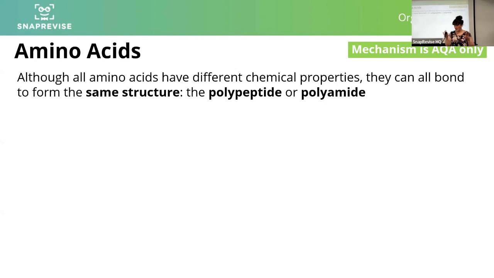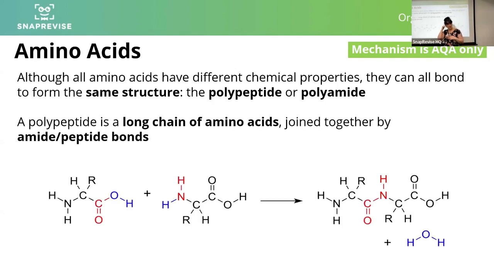But just to quell any doubts, they are the same thing. An amide and a peptide bond is the same thing. They are identical. There's no difference. It's just the context. So what is a polypeptide or a polyamide? It is a long chain of amino acids which are joined together by amide/peptide bonds, because they're the same thing.